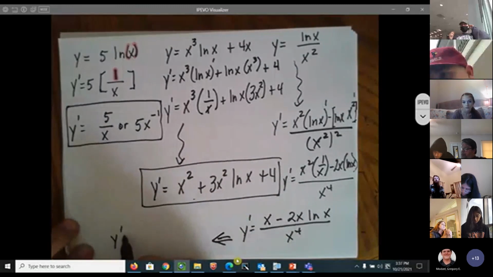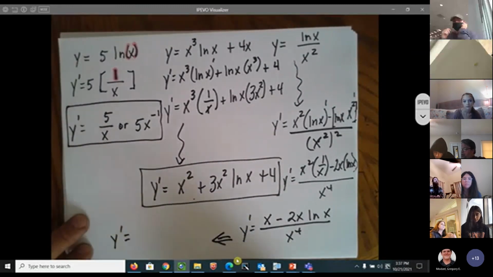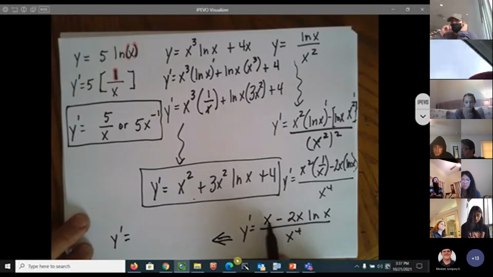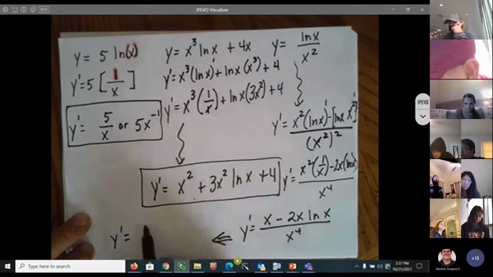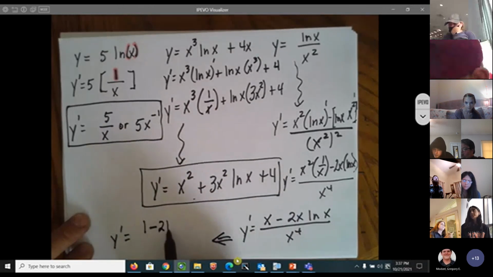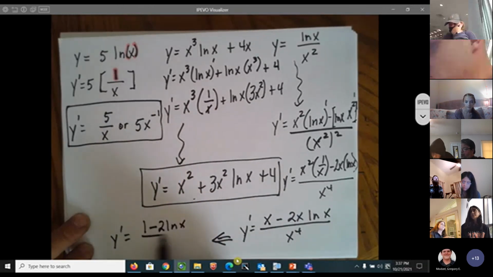Y prime is equal to, that's going to cancel, x is going to cancel, and it's going to be 1 minus 2 natural log of x, over x to the third.